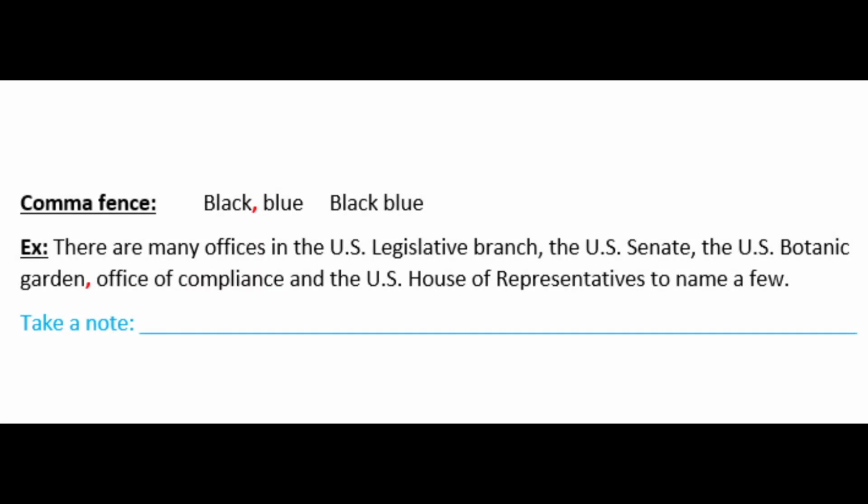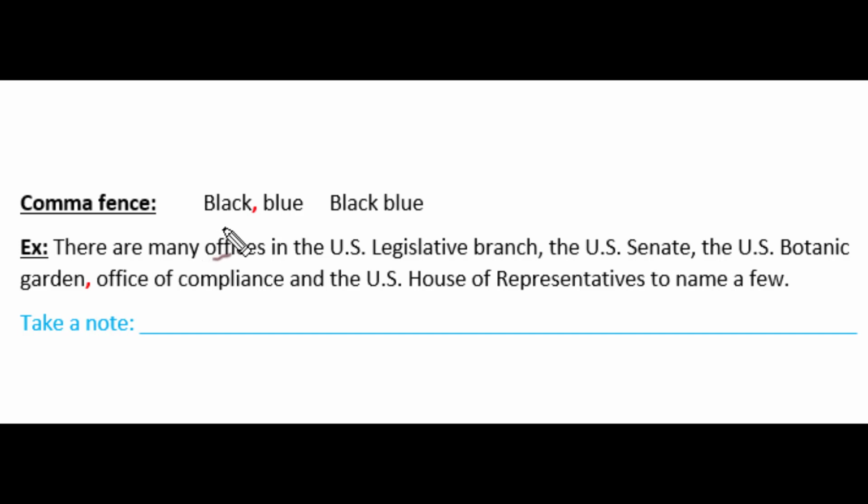The next rule: comma fence. Commas are like fences. They separate stuff off in a list or in words that are descriptively listed off. Comma fence, remember, just listing stuff off. It could be nouns, or adjectives, or verbs. Just remember, commas are like fences.